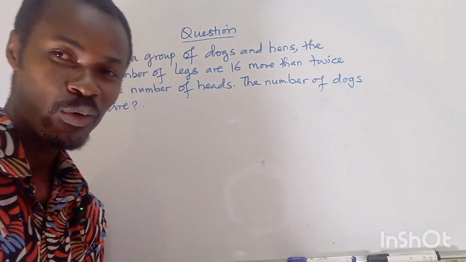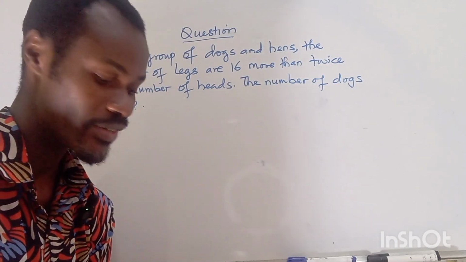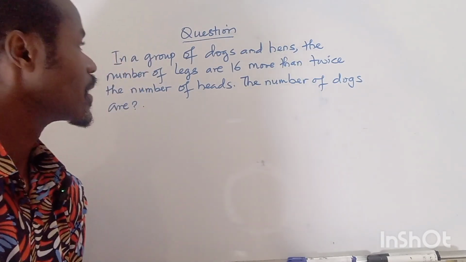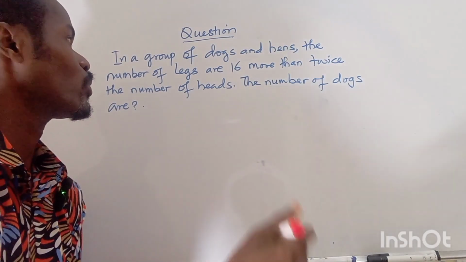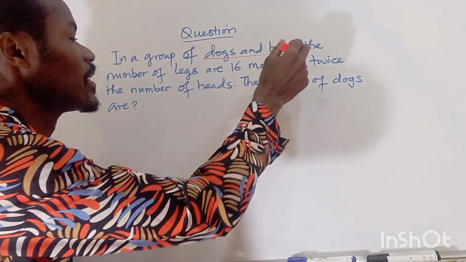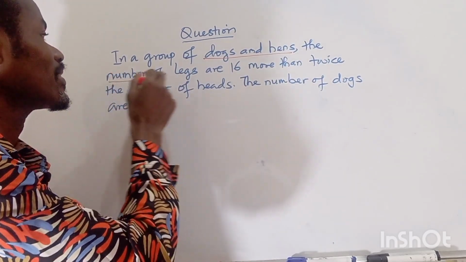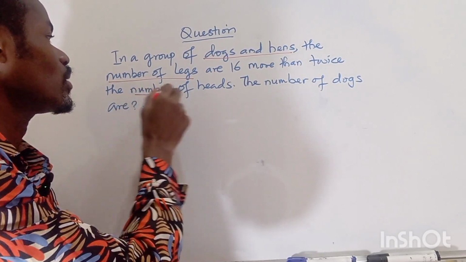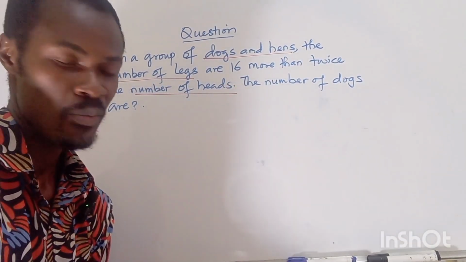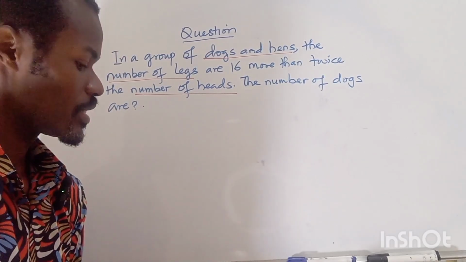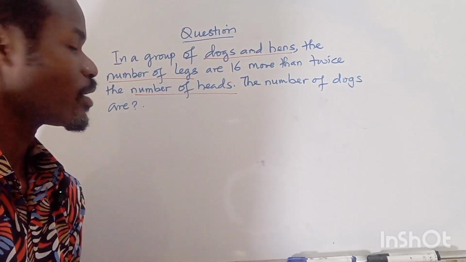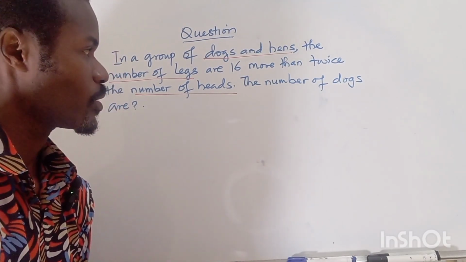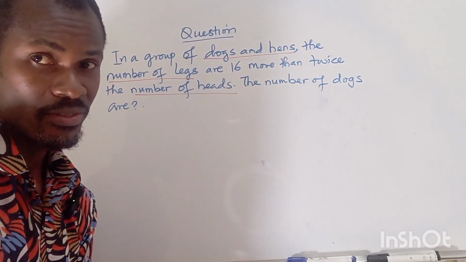Alright, so today we have a word problem here on the board, a very tricky one. The question says: in a group of dogs and hens, the number of legs is 16 more than twice the number of heads. The question says we should look for the number of dogs.